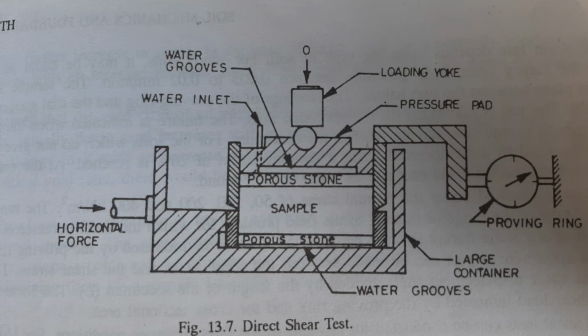The shear force is only measured by the proving ring, and the proving ring butts against the fixed support. As the box moves, the proving ring records the shear force. The shear displacement is measured with the dial gauge fitted on the container. Another dial gauge is fitted to the top of the pressure pad to measure the change in the thickness of the specimen. If it changes its thickness, it will definitely record your thickness measurements.